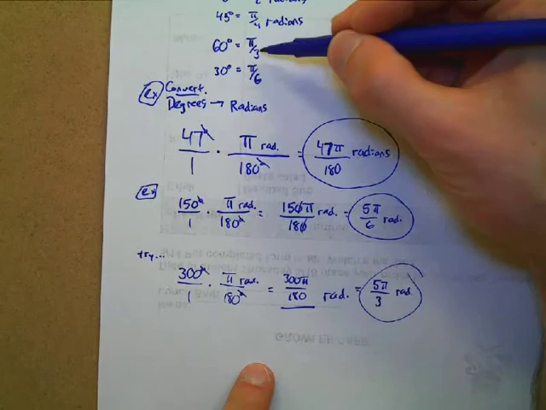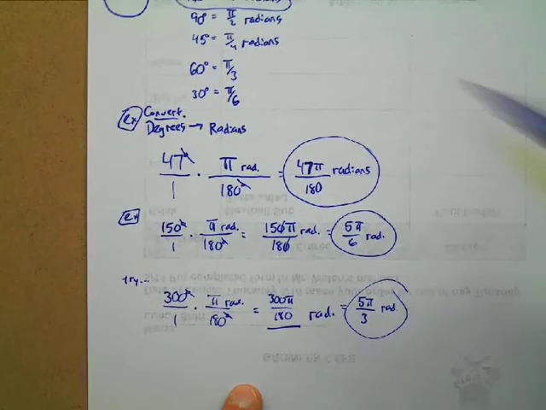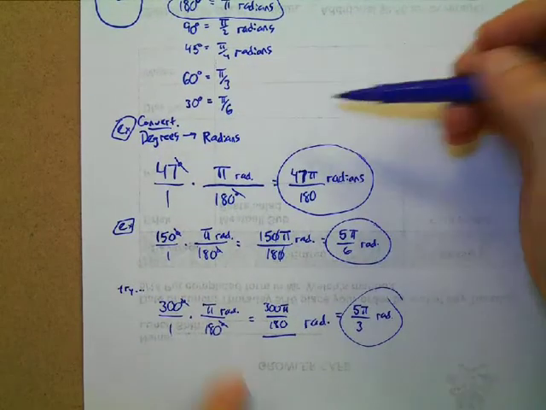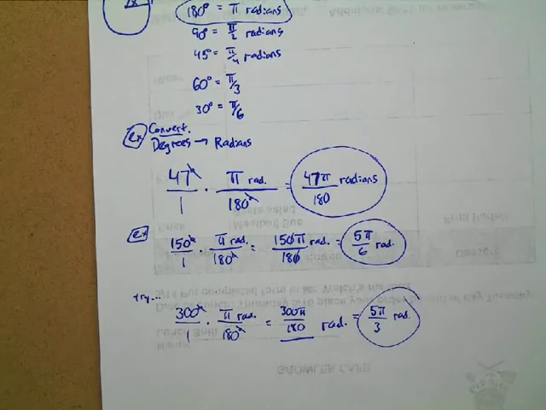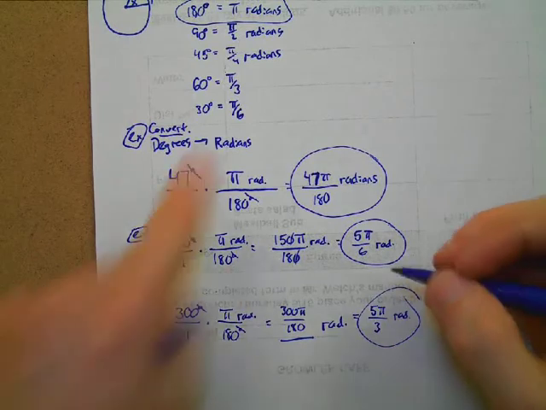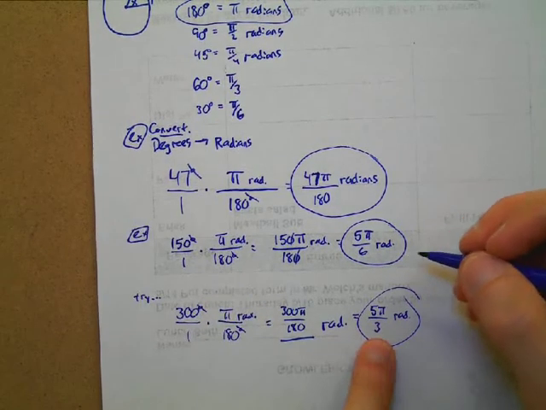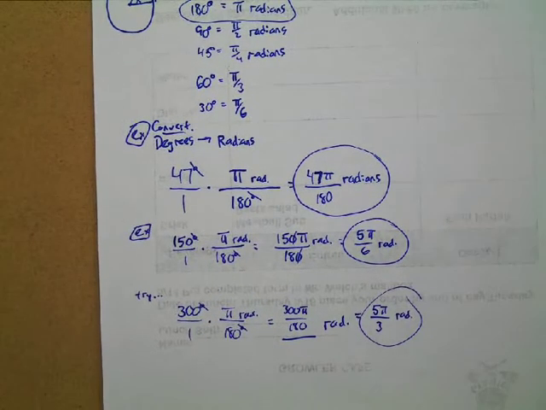Oops, sorry, let me scoot back out here. We knew pi over 3 was 60 degrees, right? 300, well, that's just 60 times 5. 300 is 60 times 5. And so when I take pi over 3 and I multiply by 5, I get 5 pi over 3. And so they're equivalent still, right? All right.